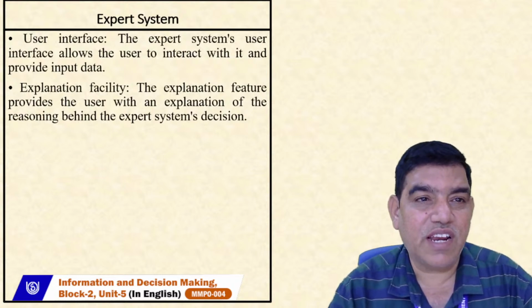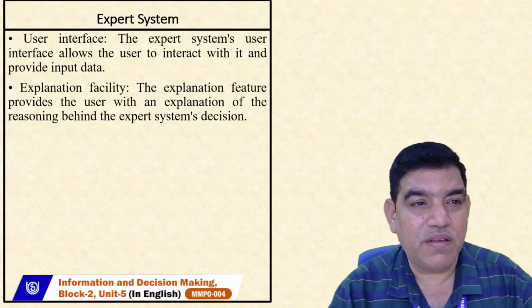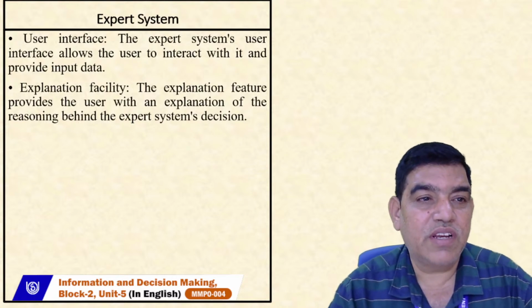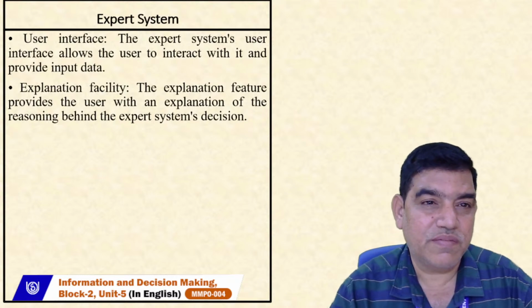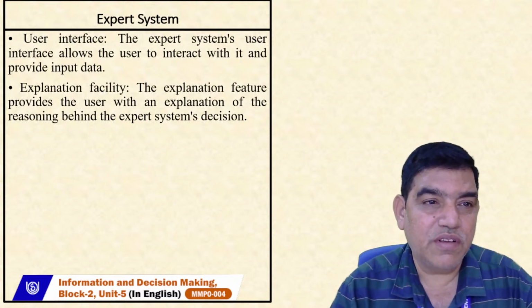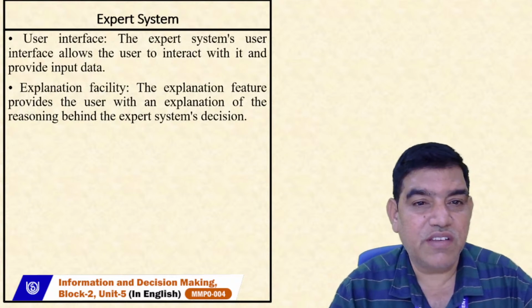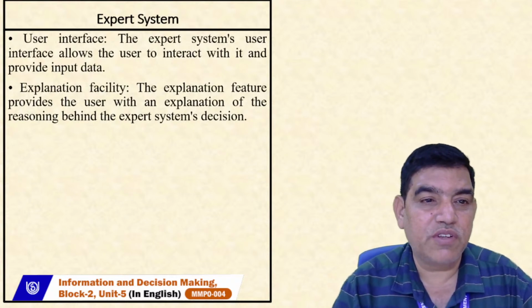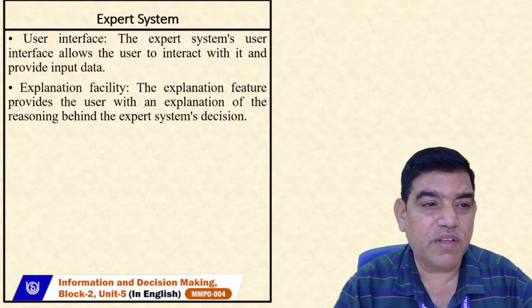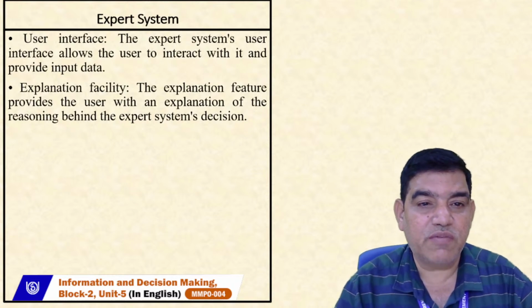So a user can interact directly with the expert system to generate their reports on the basis of the knowledge system. Then the explanation facility: the explanation feature provides the user with an explanation of the reasoning behind the expert system's decision.